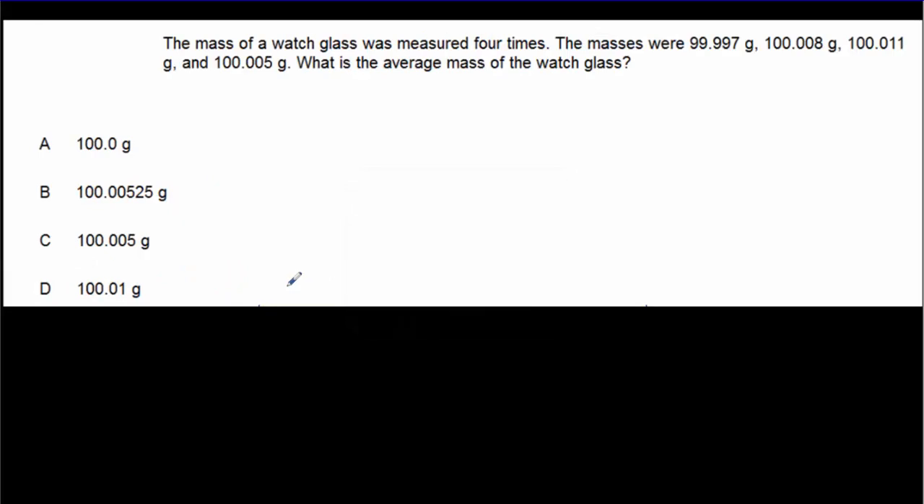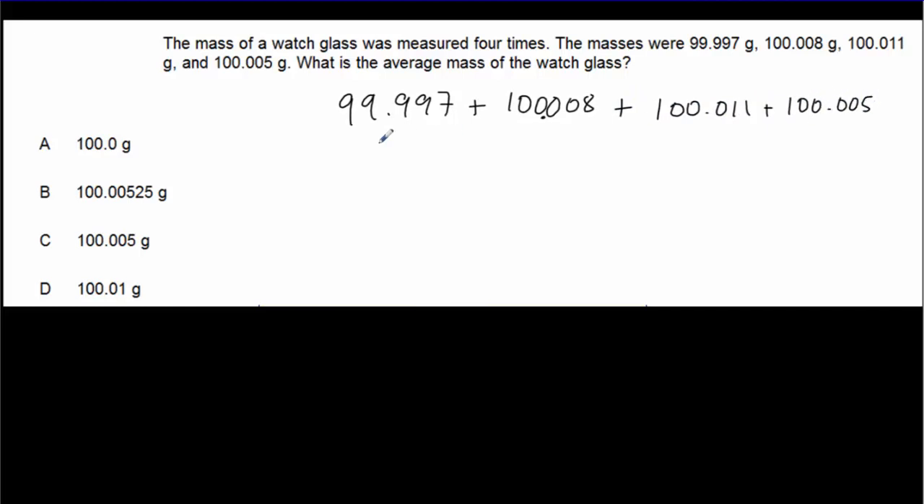Okay, one more example, a little bit of a trick to this one. Pause the video, try the question, come back for the answer. Now, of course, to calculate an average, we've got to add the 4 numbers. So we had 99.997 plus 100.008 plus 100.011 plus 100.005, and then you have to divide that by the number of numbers, which is 4.